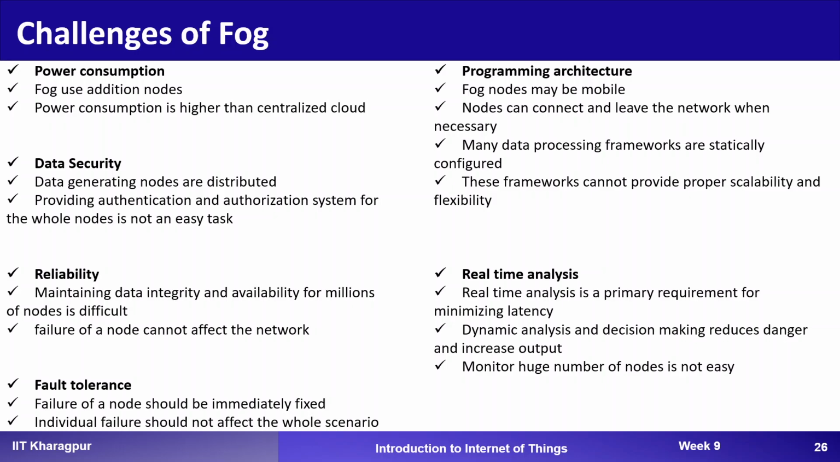Next one is data security. The data generating nodes are distributed. Providing an authentication and authorization system for the whole node is not an easy task in case of fog computing. Next one is reliability. Maintaining data integrity and availability for millions of nodes is difficult. Failure of a node cannot affect the network.